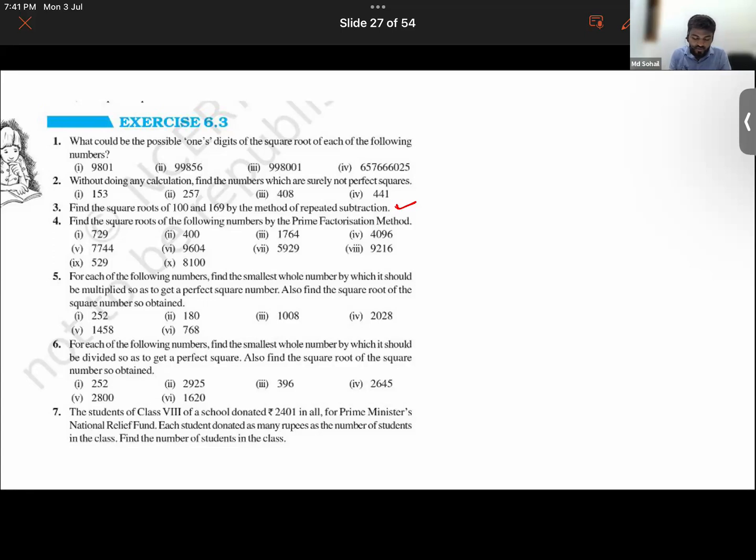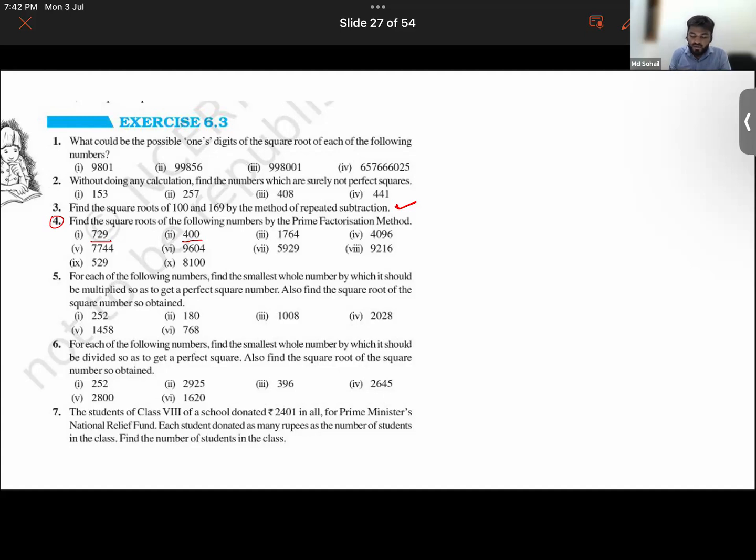So now let's see question number 4. You guys need to simply find the square root of the following numbers by the prime factorization method. Do tell me if the questions are perfectly visible to you guys or not. Yes, sir, it is visible. Okay. So numbers like 729, 400, all these are smaller numbers, and their square roots can be easily calculated. No issue in that one, right?